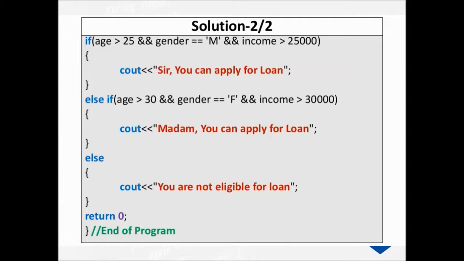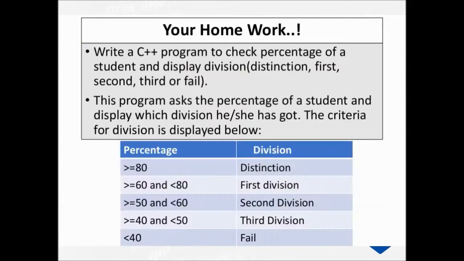Else if age is greater than 30 and gender is equal to F and income greater than 30,000, then the program says, "Madam, you can apply for loan." Else cout "You are not eligible for loan." So this is a simple example.